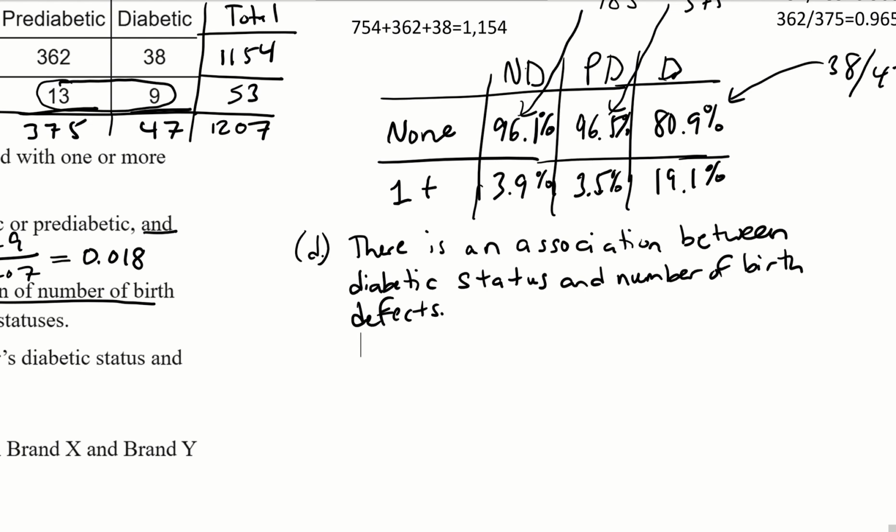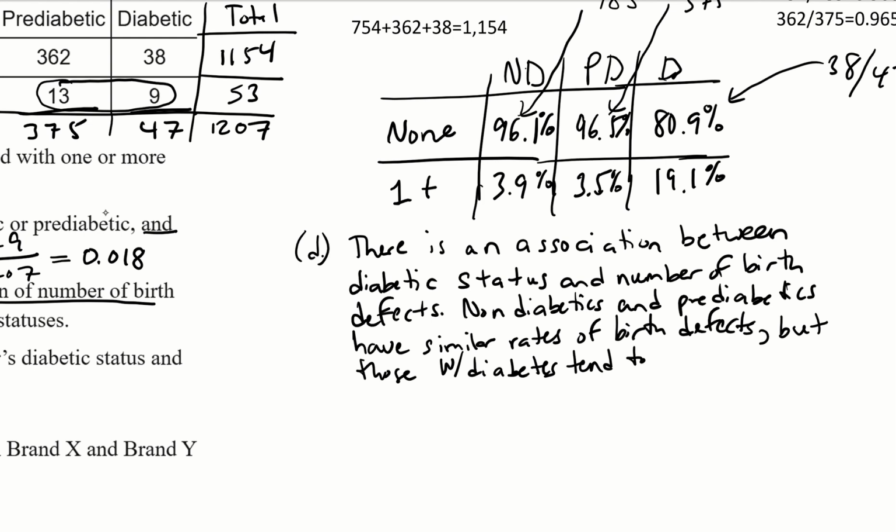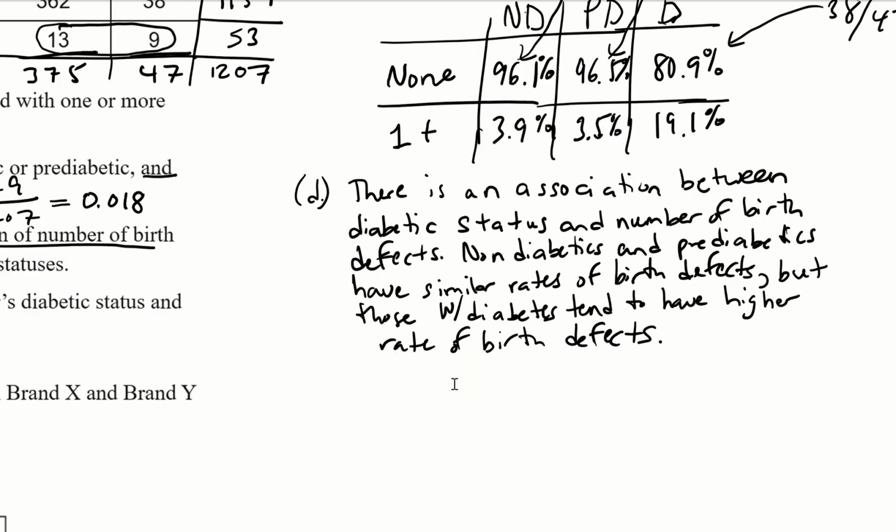Okay, so then we're going to explain a little bit more. So we're going to say that non-diabetics and pre-diabetics have similar rates of birth defects. But those with diabetes tend to have higher rate of birth defects. Okay. All right. So there's our little explanation there.